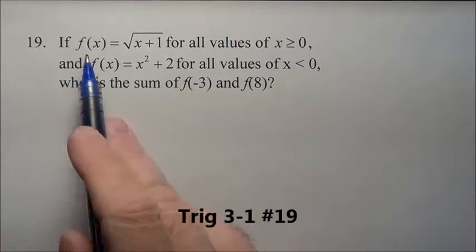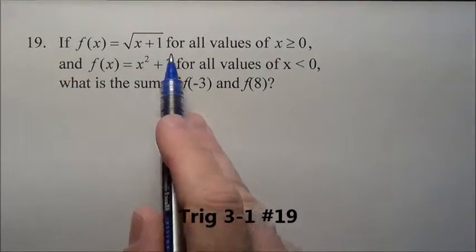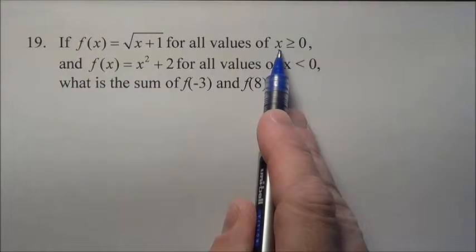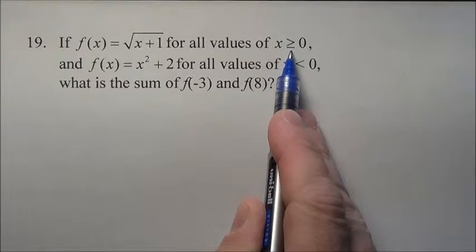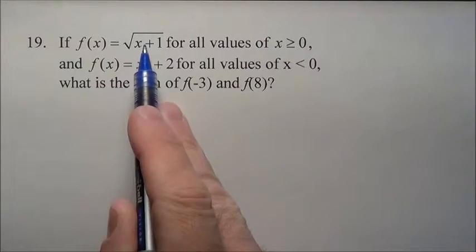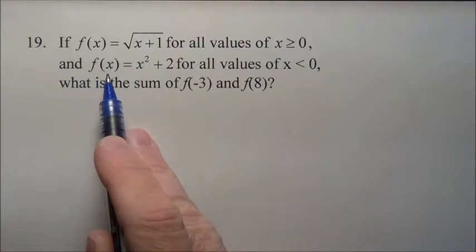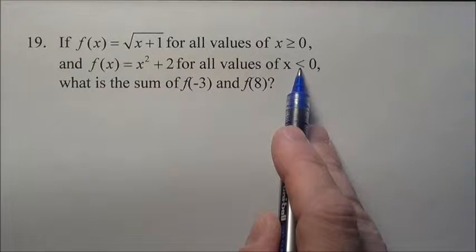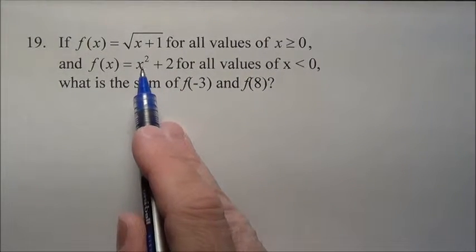Problem 19, it says if f of x equals the square root of x plus 1 for all values of x greater than or equal to 0. So any value where x is going to be larger than or equal to 0, we're going to use this equation. And we use f of x equals x squared plus 2 for all values where x is less than 0. Any negative number, we use this one.